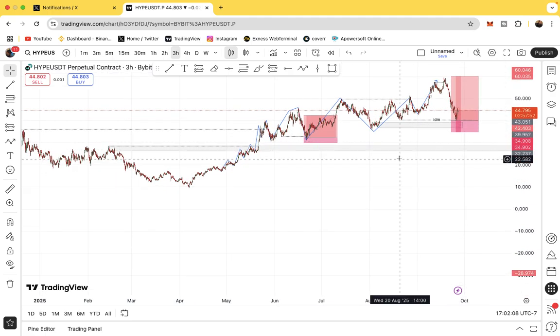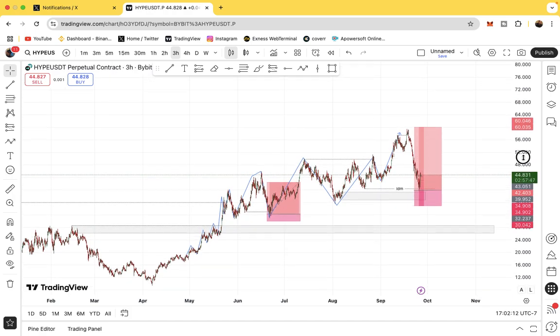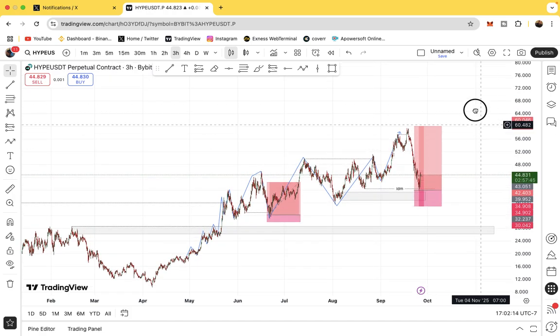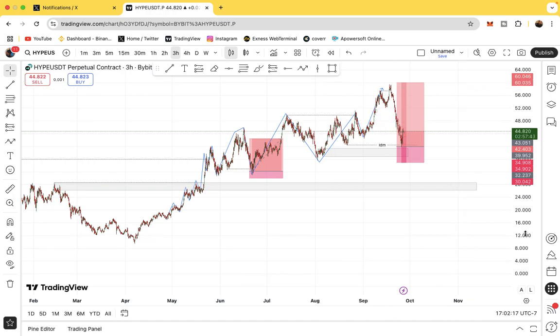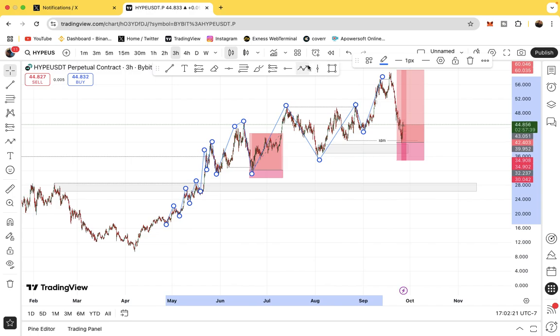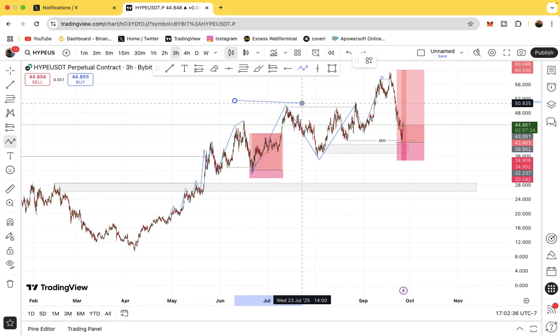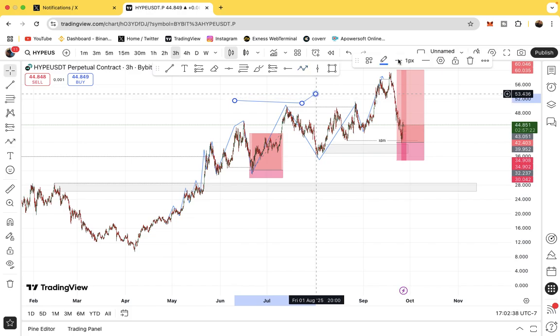So if you pay attention to what happened here, this is HYPE USDT. I've been rocking this pair for a while right now. And I shared all of these trades on Telegram. So if you know my Telegram, you could just follow up so that you get the free signals which we post.